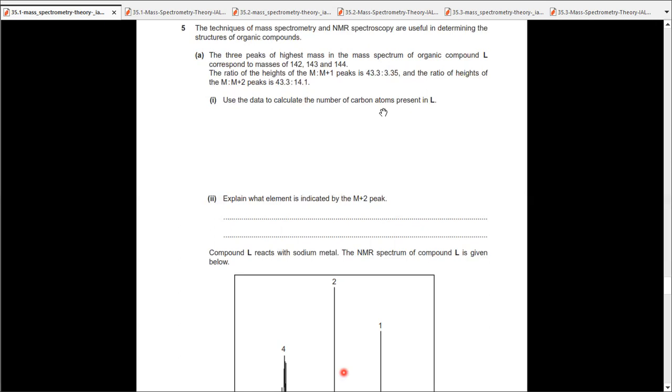Explain what element is indicated by the M plus 2 peak. What element is indicated? Now, this time we're not taking a ratio between M, M plus 2, M plus 4. We're just talking about M and M plus 2, which means we're talking about one halogen atom per molecule. But which halogen atom is it? Is it chlorine? Is it bromine? How would we know? Since I've answered this question already in my previous explanation, this should come easy to you.